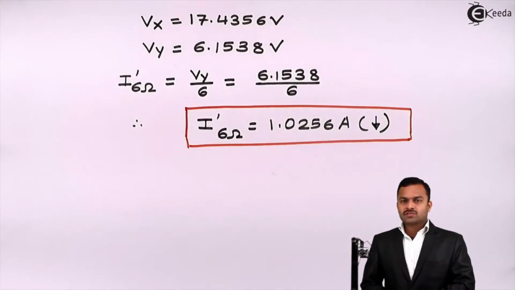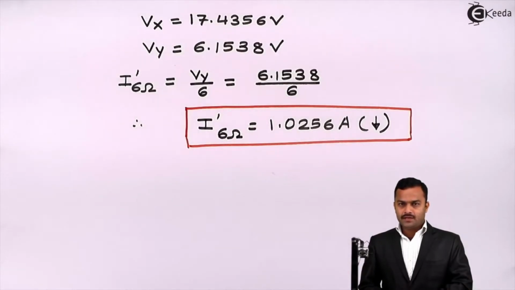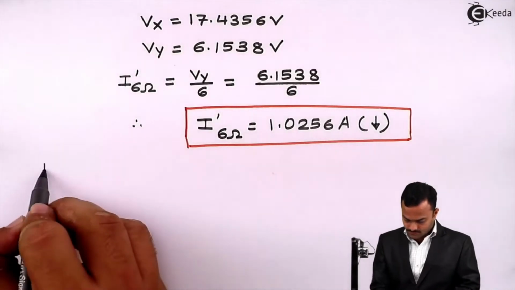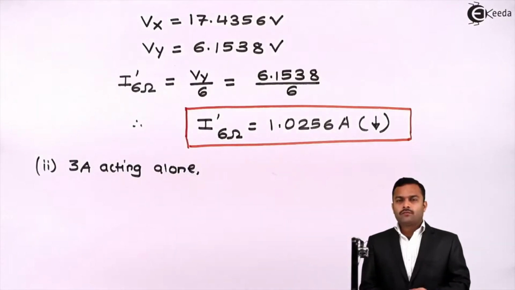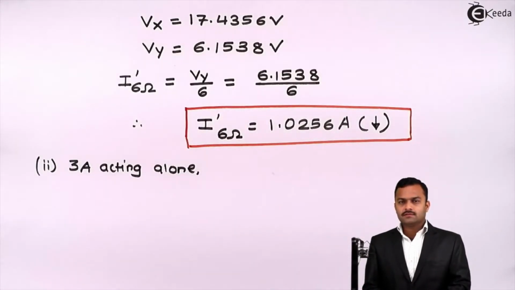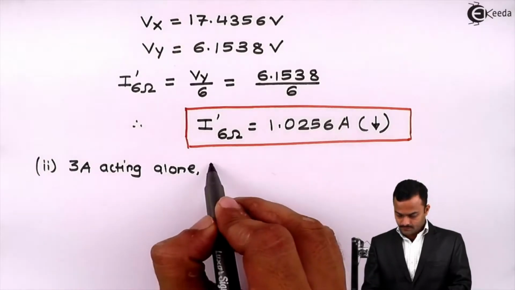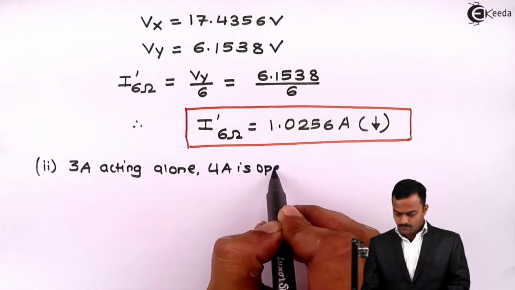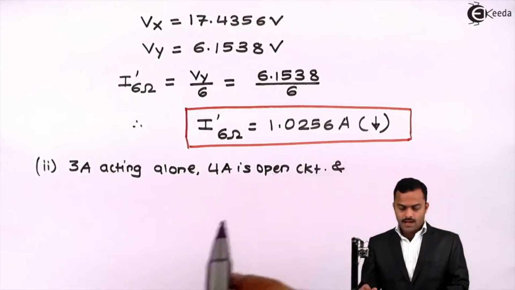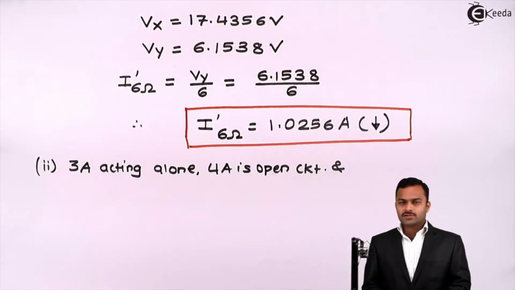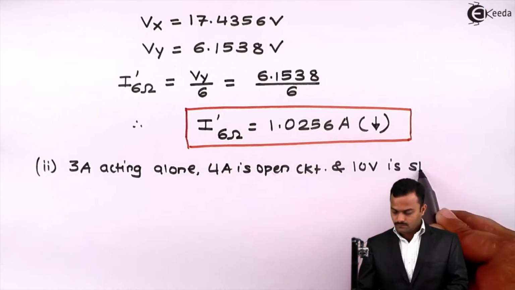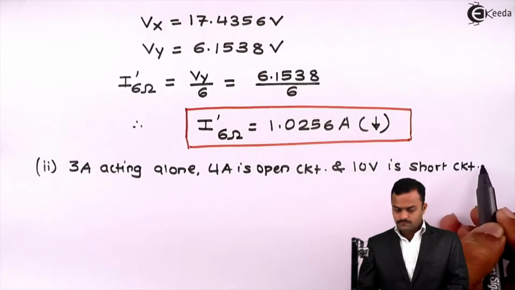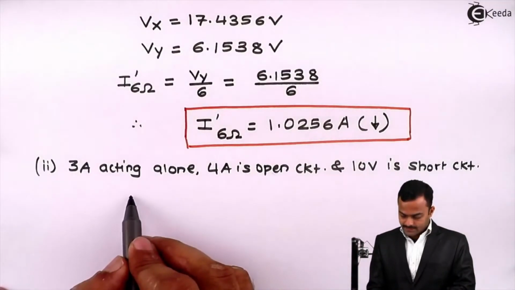Now let's go to second source. Here I am going to consider 3 ampere acting alone. So 4 ampere is the current source, therefore we need to open circuit it. And 10 volt is a voltage source, hence we will short circuit it. So the circuit will look like this.